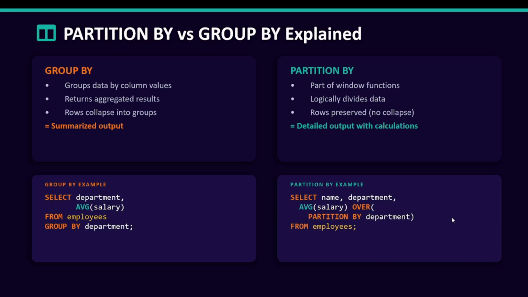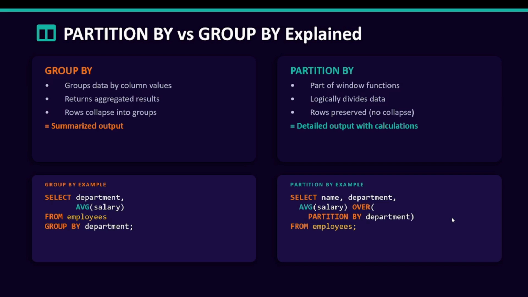Consider this query: select name, department, avg(salary) over (partition by department) from employees. The output here will show every single employee, their name, their department, and the average salary of their department sitting right next to them in the same row. So you get both the detailed row level information and the aggregated calculation at the same time in a single result set.